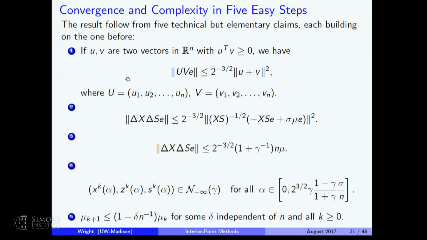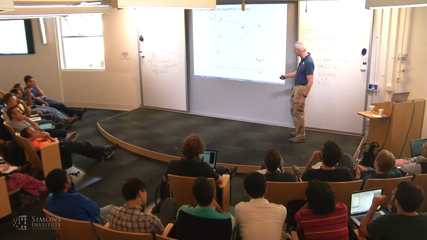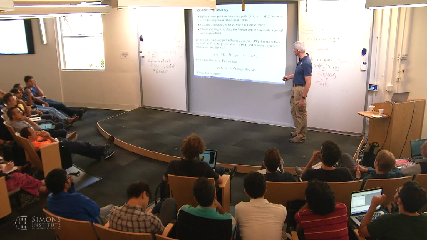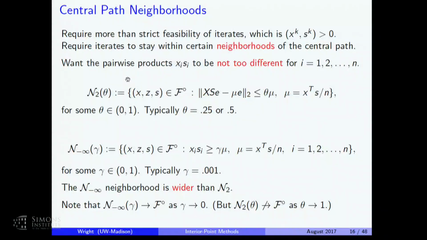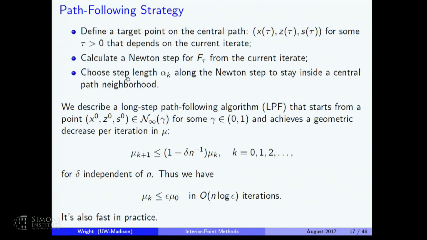From that, and this is kind of the key step, I show that I can move at least this far along the search direction. That is, all alpha between 0 and this upper bound are guaranteed to be in the n minus infinity neighborhood. So I'm not going to bump into the boundary. What's that? What is gamma? Oh, gamma defines the n minus infinity neighborhood. Okay, that's the thing here. It's something between 0 and 1.